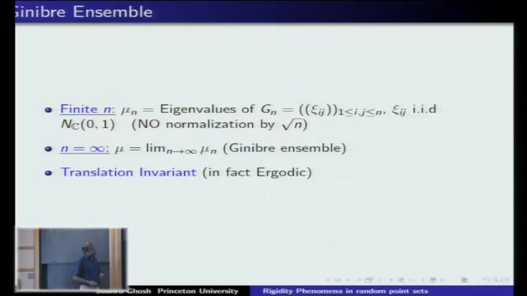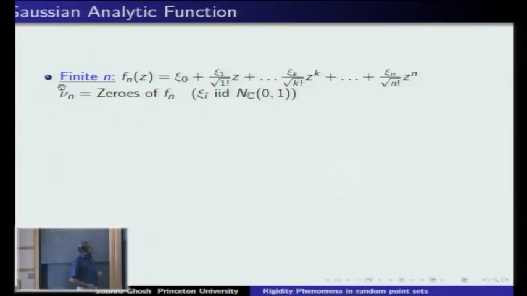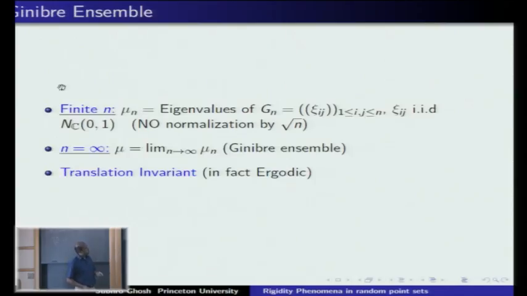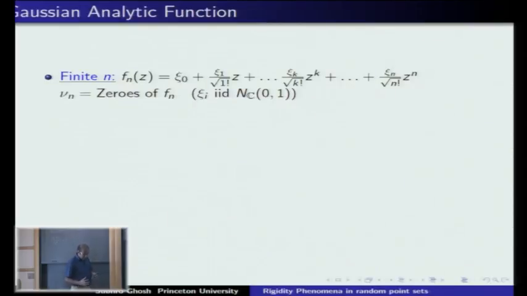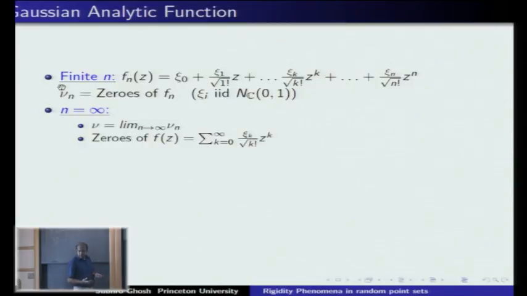although there is no invariance in the finite ensembles. For the Gaussian zeros, there is more than one way of looking at the Gaussian zero ensemble. In analogy with the Ginibre ensemble, we can obtain it as a limit of finite ensembles. This time, instead of eigenvalues of matrices, we have zeros of random polynomials. The polynomials are these so-called Weyl polynomials, where the coefficients are IID Gaussians with this particular scaling, square root n factorial, and you compute the zeros and take limits as n goes to infinity, weak limits.